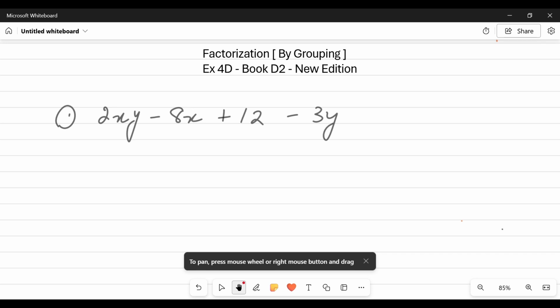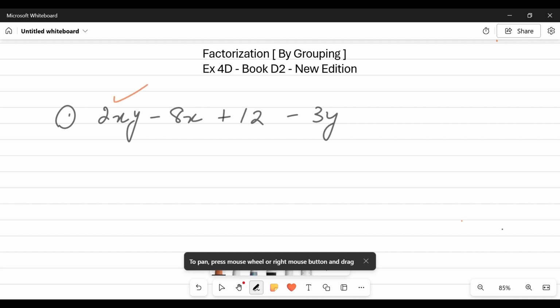Hello students, in this video we will learn how to factorize the expression by the grouping method. So first of all, when you see the question, this is the second step of the middle term breaking. So what we need to do is make pairs here. So we need to arrange something here.